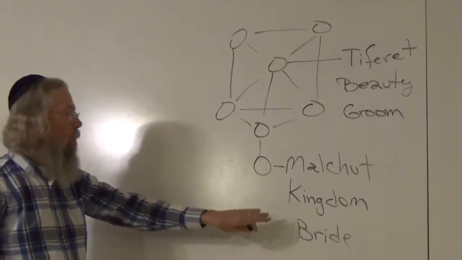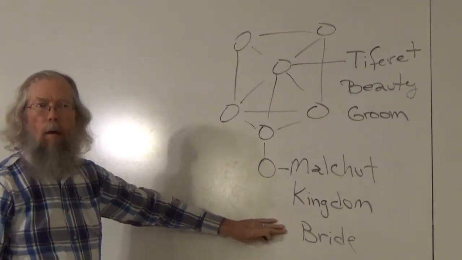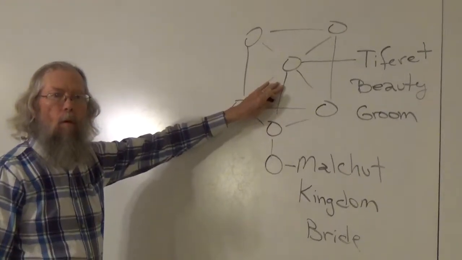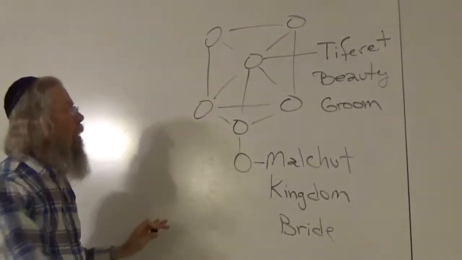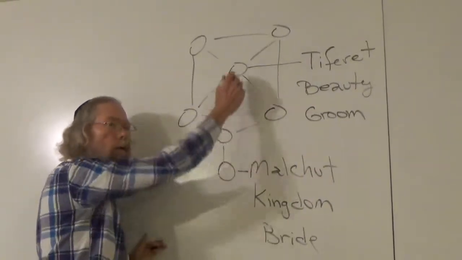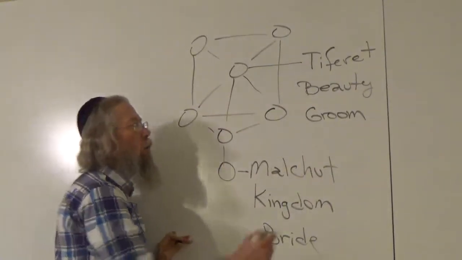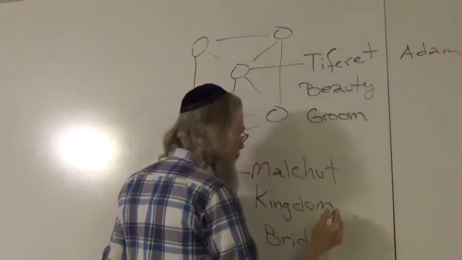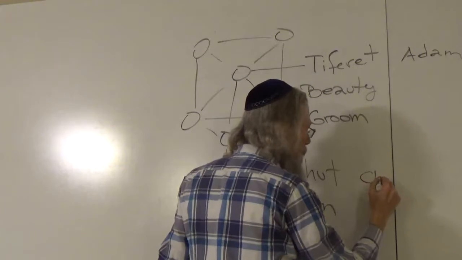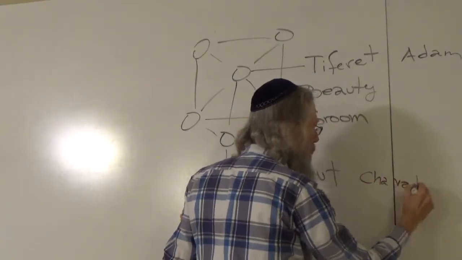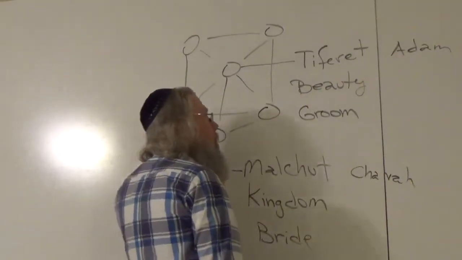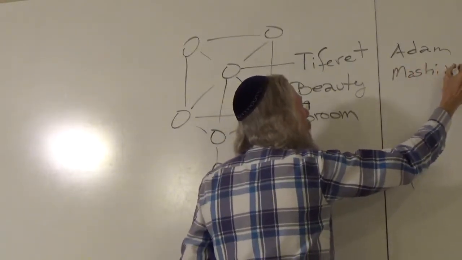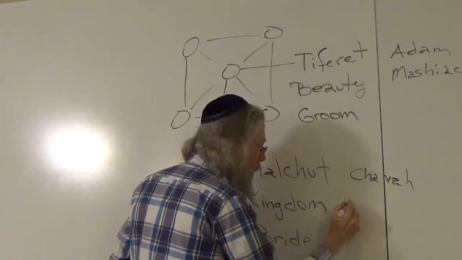Where do you find the bride? Under the groom. And what is taking place? You're trying to reconnect. Why? You can say that this is Adam. You can say that this is Chava. You can say that this is Mashiach. And you can say that this is humanity.